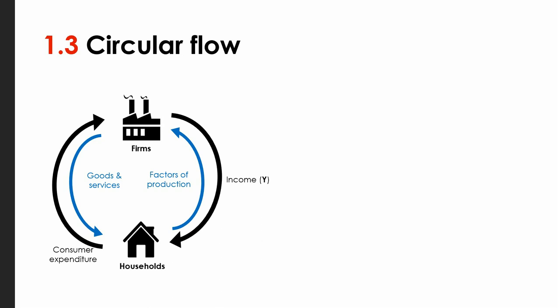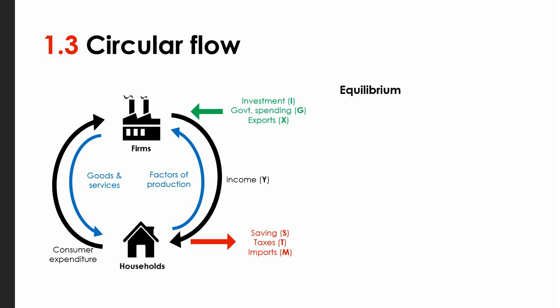But there's also some leakages, some withdrawals from the circular flow, money that leaves the circular flow that won't go round again. Saving, for instance, taxes and imports all represent money that is taken out of this cycle. There are also some injections. Investment, government spending and exports represent money coming into the circular flow that wasn't already going round. Macroeconomic equilibrium occurs when these equal each other. Our leakages equal our injections. So our savings, our taxation and our imports are the same as our investment, government spending and exports.